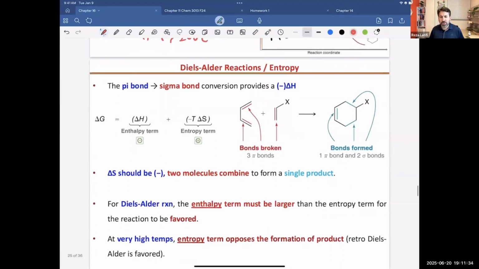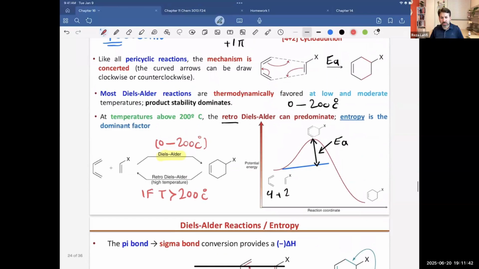Okay. What's the reason for it? Why do we get different products? It depends on what temperature we are actually using. When I say different product, I'm talking about whether the reaction is going to move forward or go back.